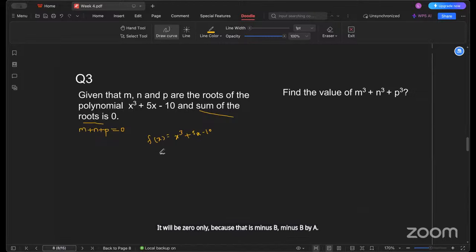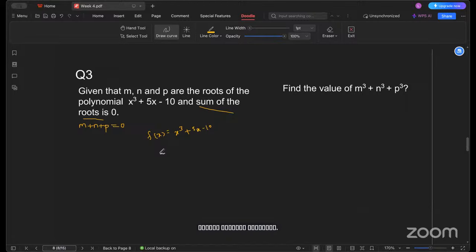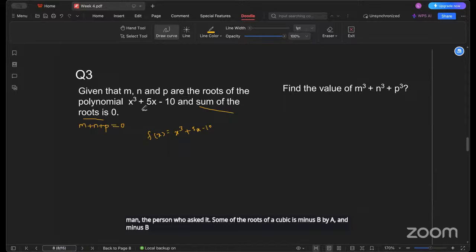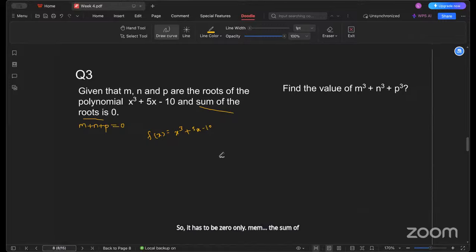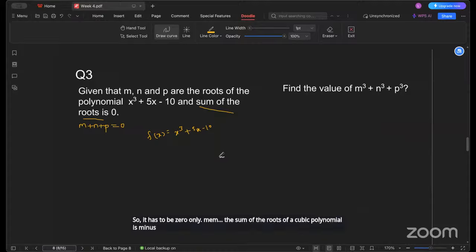Ma'am, the sum of the roots of a cubic polynomial is minus b by a, and b is the coefficient of x square, so that is 0. So it has to be 0 only. Okay, fine.